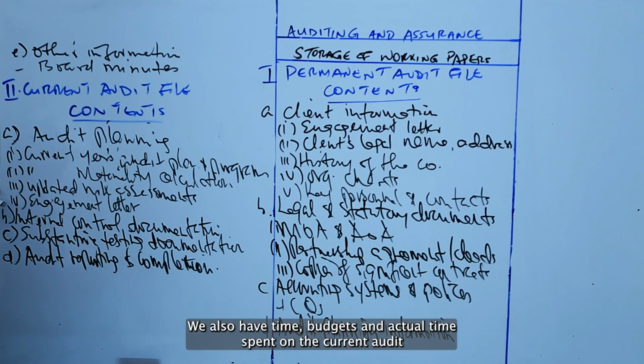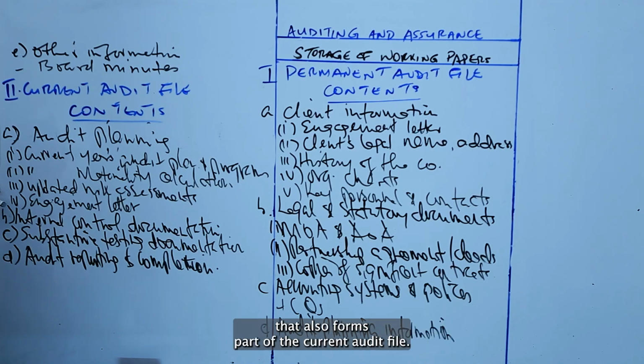We may also have time budgets and actual time spent on the current audit. That also forms part of the current audit file.